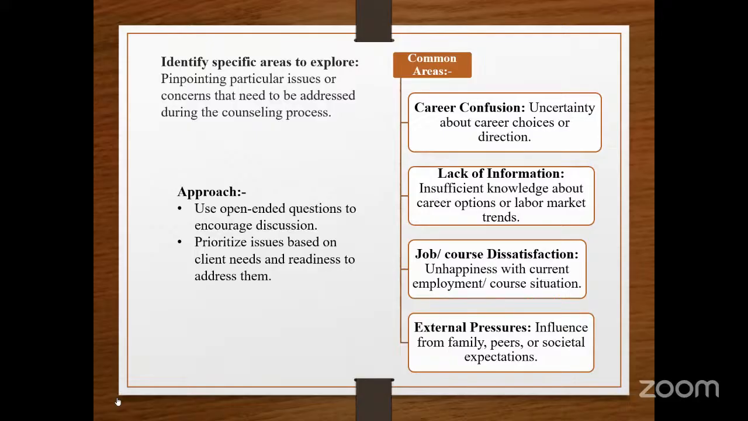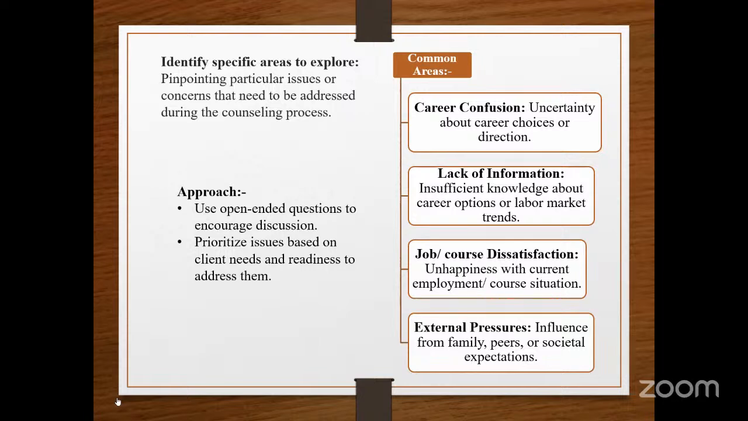Okay, so we need to explore what the career concerns are, and whether career confusion is present in the person. Then, if the person doesn't have any career confusion, or is clear about his choices in the future, you need to know: is there any lack of information? Is there a problem that the person doesn't know how to pursue that field? After knowing that the person may want to pursue organizational psychology or clinical psychology, we need to know whether he or she knows what kind of path they have to follow.